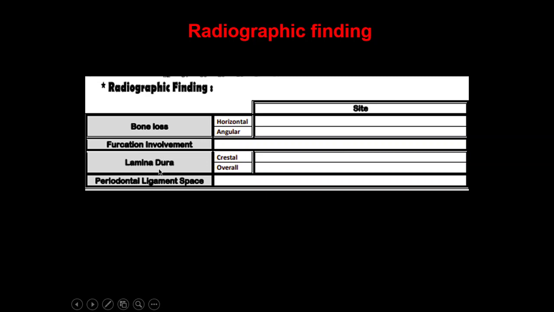Loss of lamina dura may be crestal or overall, and the periodontal ligament space becomes widened in the case of trauma from occlusion.